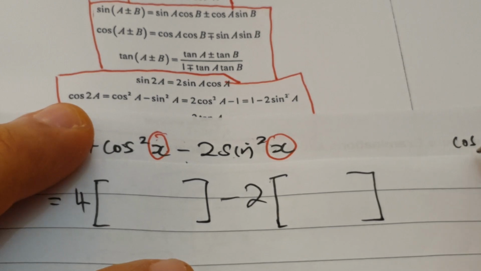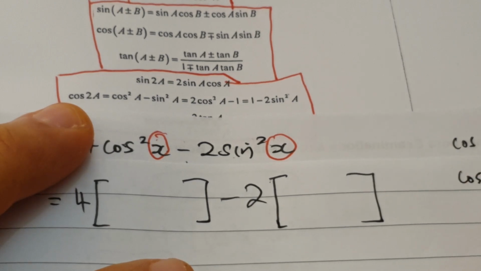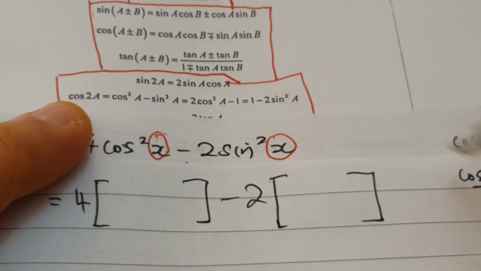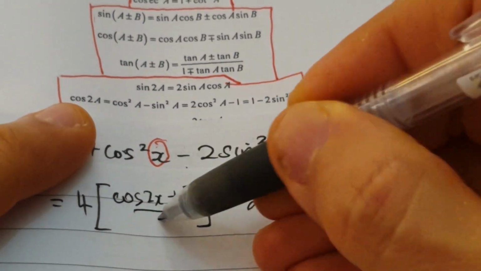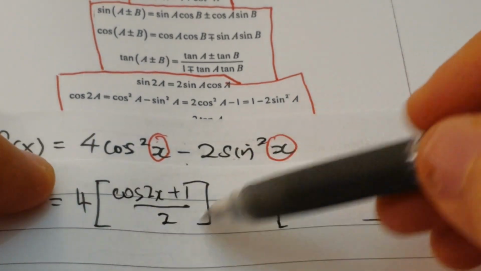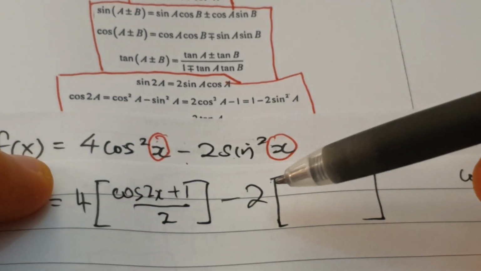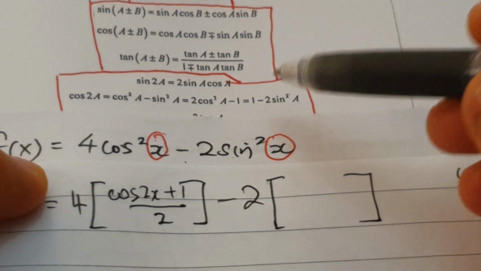How to do that? Plus 1 both sides. Divide by 2 both sides. So that will be your cos square x, and this you sub here. And you no longer have the cos square x. So that's the approach that I'm using.